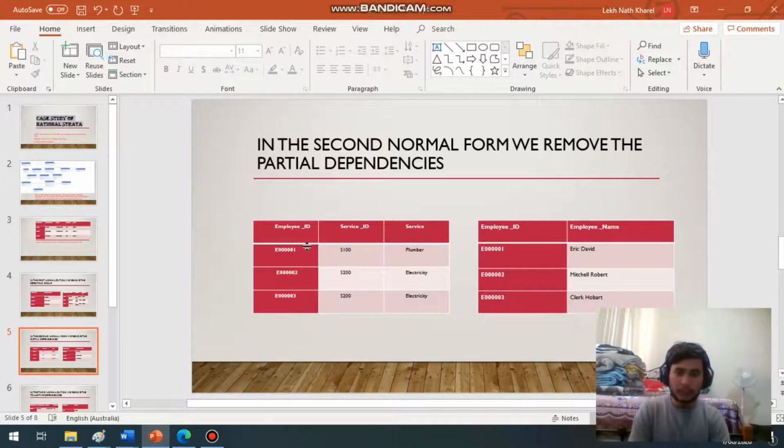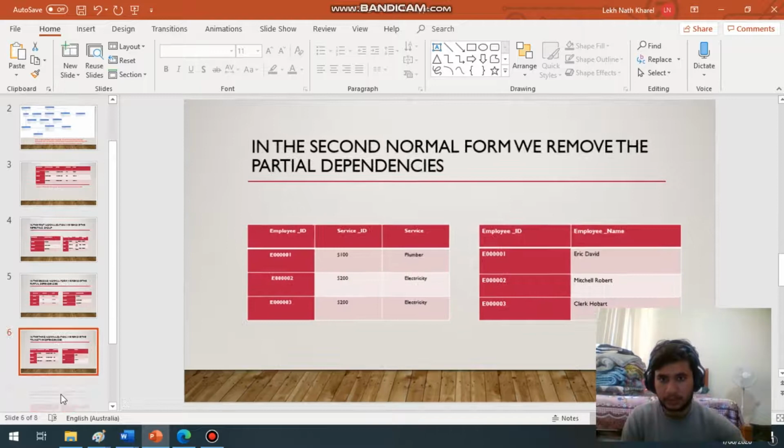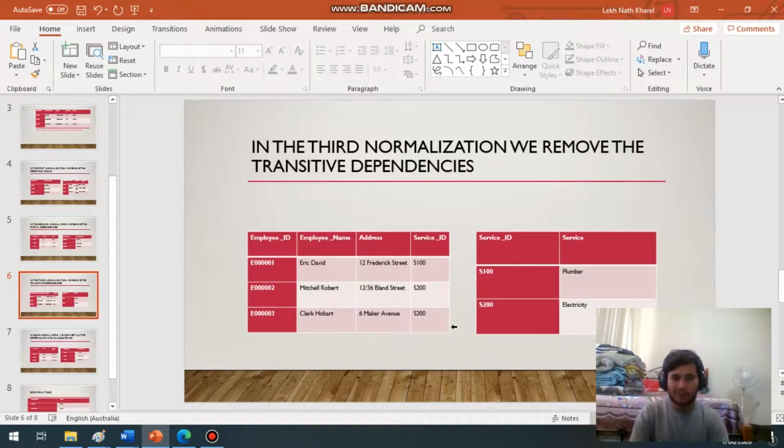So here, look at our third normal form. During the third normal form, we remove the transitive dependency. The transitive dependency means that a non-key attribute is controlled by another non-key attribute. So during this, the electricity service ID S200 was repeated in the unnormalized table, but here we remove that transitive dependency, and we separate the ID and the service table. So here we go with this third normal form table.